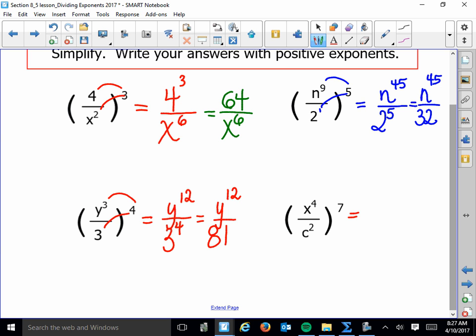Okay, last example here, x to the 4th divided by c squared raised to the 7th. Going to apply the exponent to each and every base. So x to the 28th divided by c to the 14th.